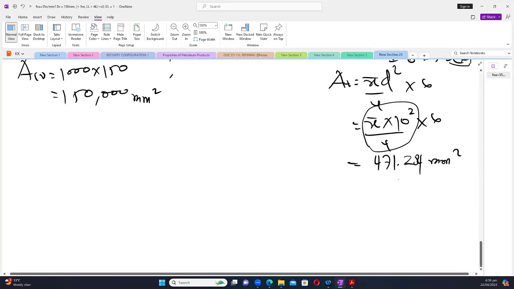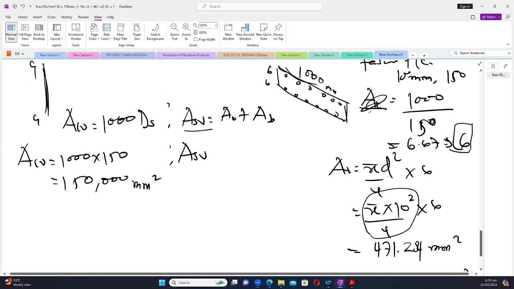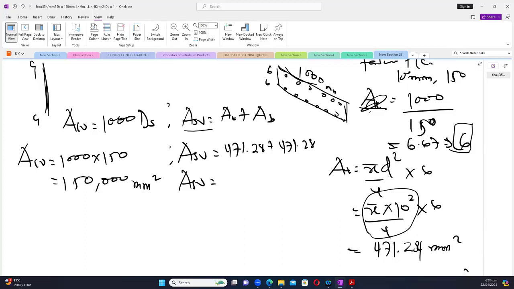Millimeters squared, right? Because the same bars for the top were given as the bottom, we don't need to do any calculation. This will also be the same, I told you to use the same bars. So ASV for failure plane AA will be 471.24 plus another 471.24. So ASV will be what? 2 times this will be 942.56.